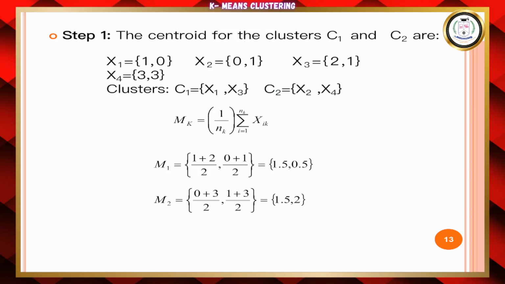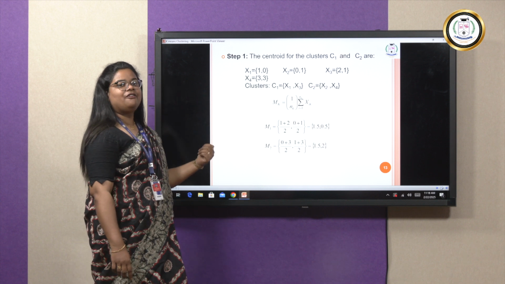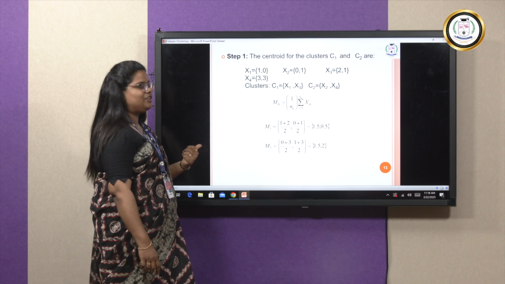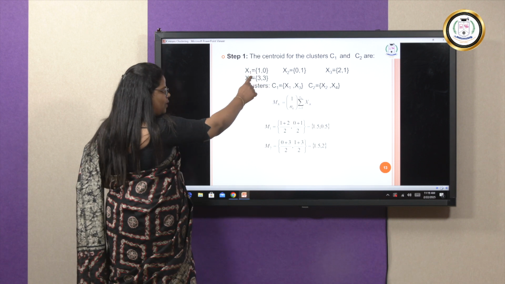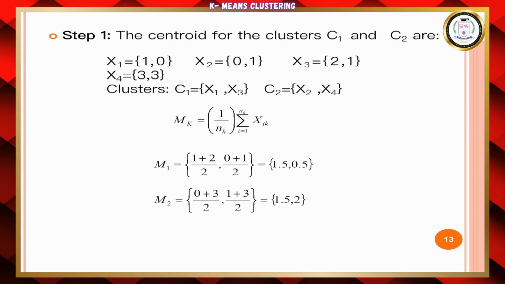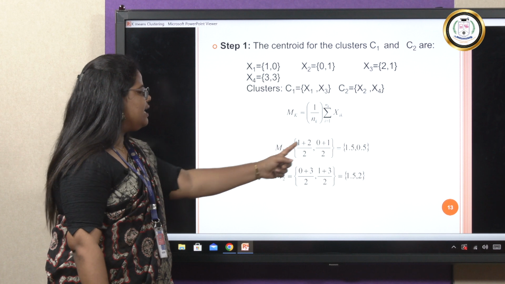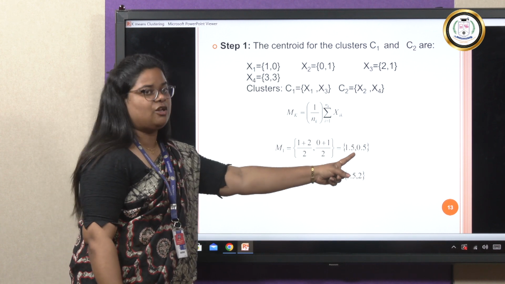Step 1: the centroids of the clusters C1, C2. In this example, we took x1, x3 as C1 and x2, x4 as C2. First, you have to find the mean of this particular cluster. How can you find the mean? For C1, we have x1 and x3. For x1, the x value is 1 and the y value is 0. For x3, the x value is 2 and the y value is 1. The mean is (1 + 2) / 2 and (0 + 1) / 2. That is the mean for x1 and x3. So the mean of x1 and x3 is (1.5, 0.5).